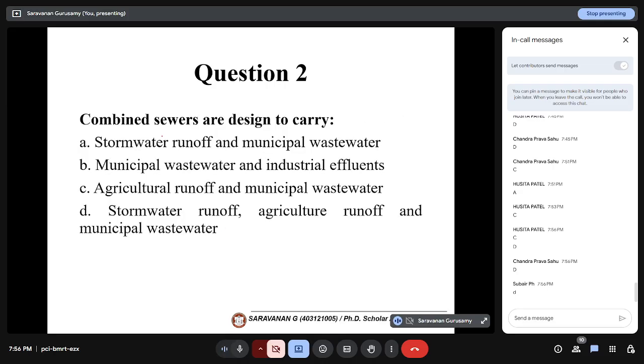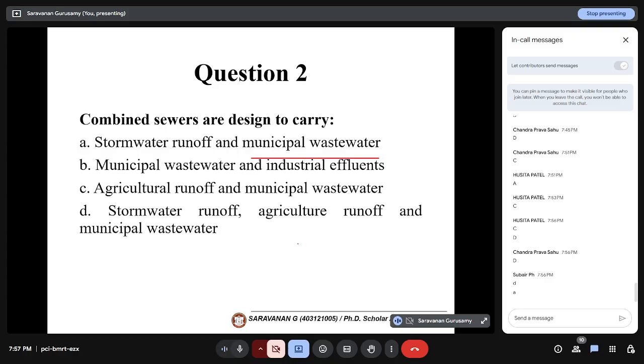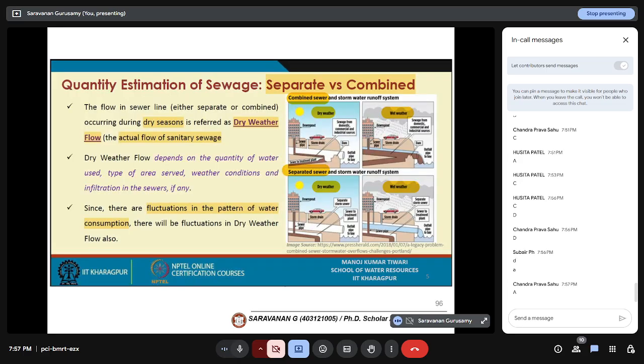Yeah. Combined sewers are designed to carry two types. One is municipal wastewater, that is sewage. The other one is stormwater. So combined sewers carry stormwater plus municipal wastewater. So A is correct. That is the combined sewer.